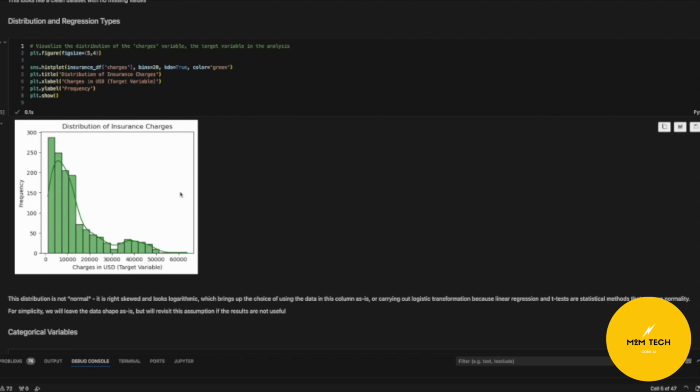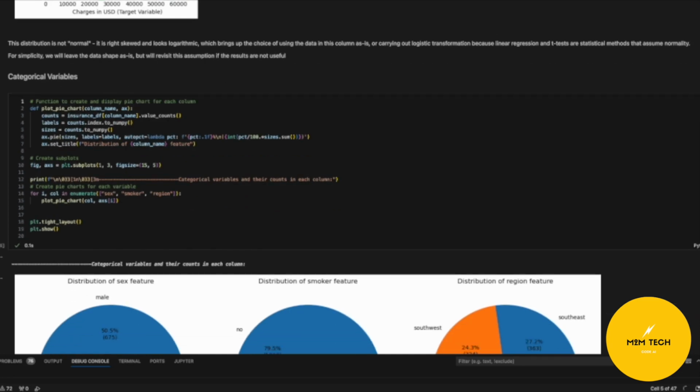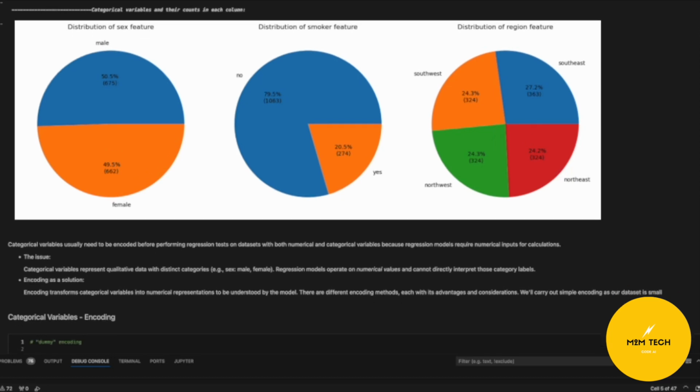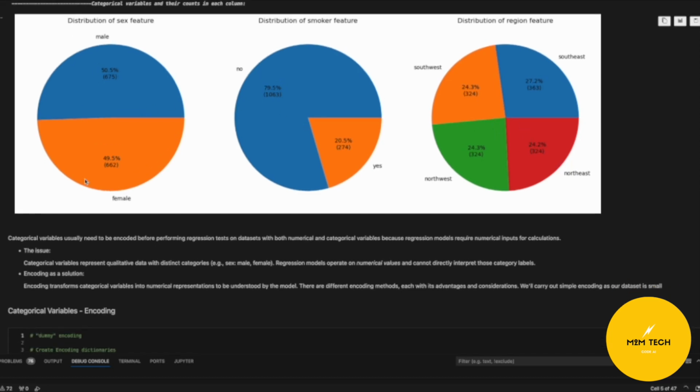Do we want to assume it's normal and go ahead and carry out regression, because regression assumes normality? Or do we want to apply some transformation to it before using it? For the categorical variables, we had sex, whether they were a smoker, and their region. Sex and region were pretty evenly split. Smoker was less than a quarter of the population.